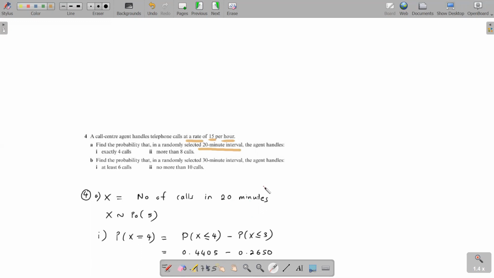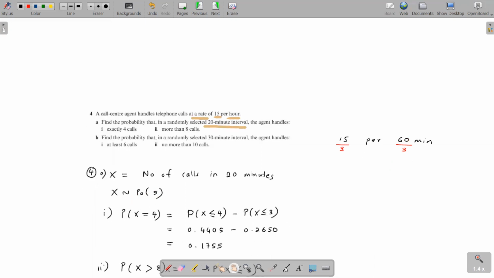And you need to get your lambda value now. It's 15 per hour, right? 15 per hour means 15 per 60 minutes. So I need to get it for 20 minutes. For 20 minutes, I should divide 60 by 3 and 15 by 3, because the intervals are proportional. So 60 divided by 3 is 20 minutes and 15 divided by 3 is 5. And that's how I have got here. It follows a Poisson distribution with lambda 5. That's how I got my lambda value.